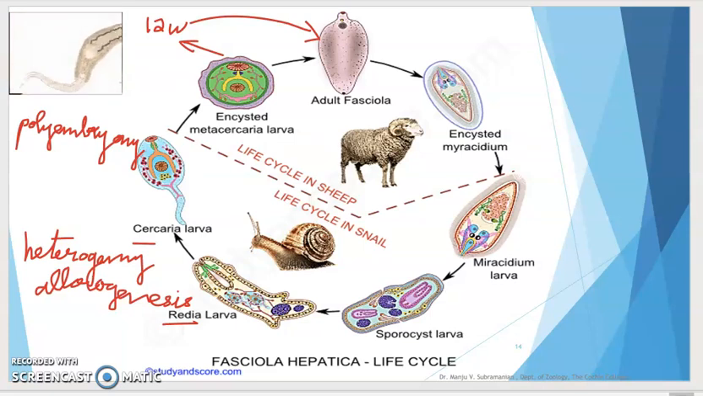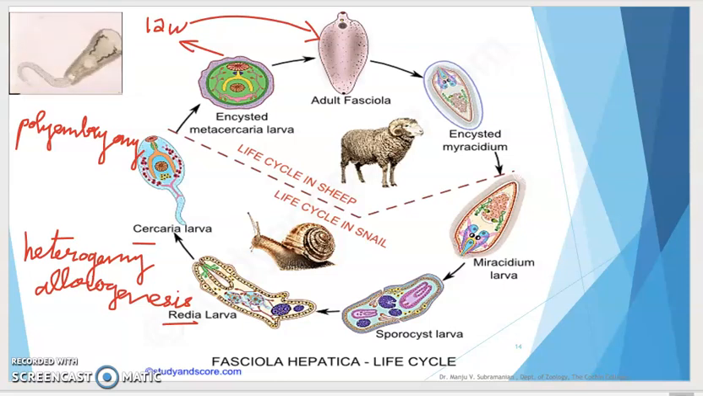The control measures include therapeutic treatment of the infected cases and also destruction of the host snail. If we destroy this host snail, we can control the infection by the Fasciola larval stages. Human infection can be prevented by washing and adequate cooking of vegetables before eating. So these are the control measures that we can follow.